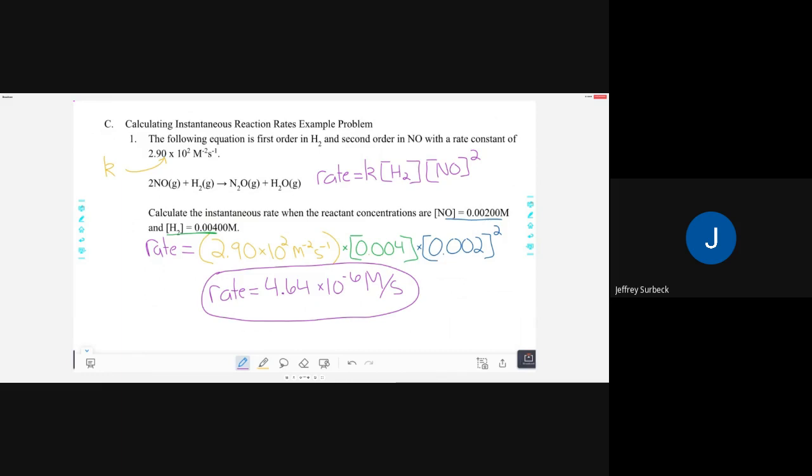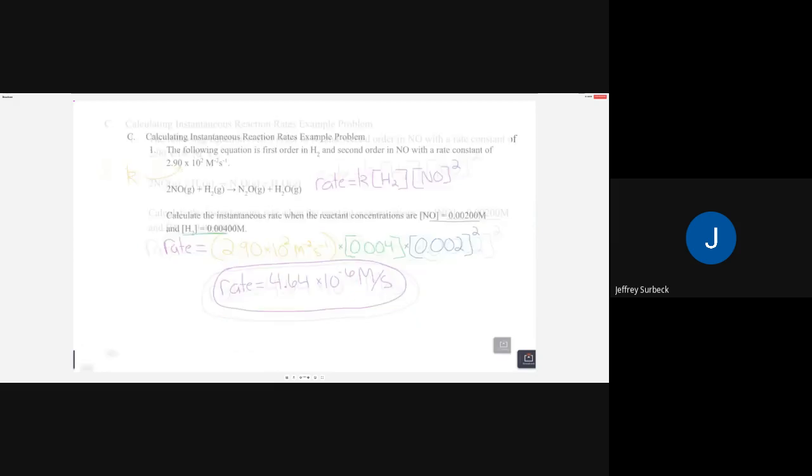Bottom line here, find your rate law, which is typically given in word format, and plug numbers in. Any questions? Does anybody still need this? Good. All right, moving on to our reaction mechanisms.